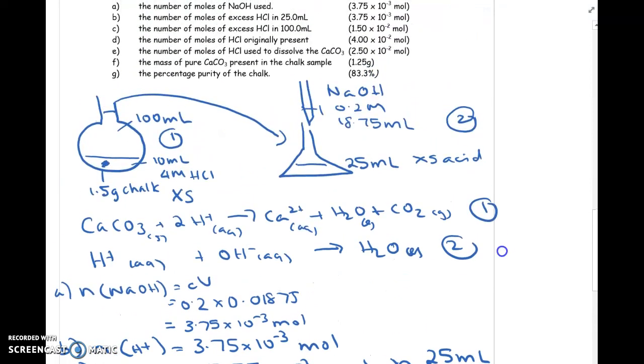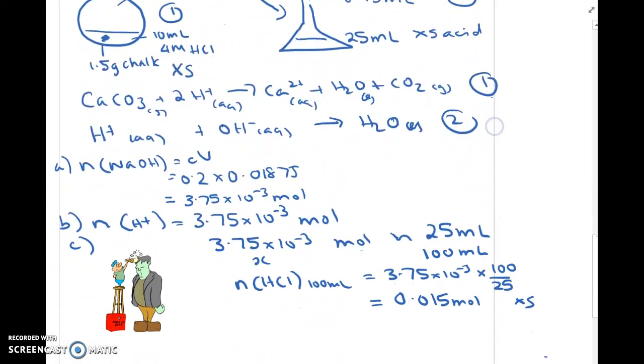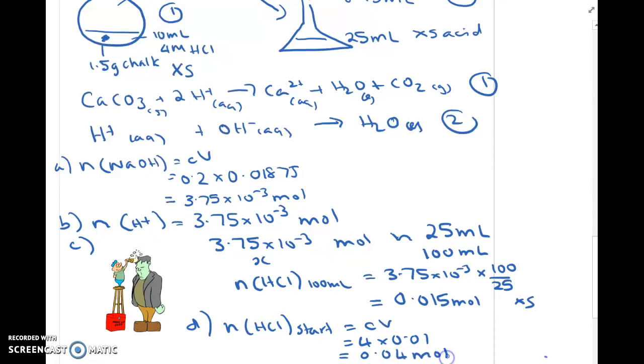Now, Part D. Part D says the number of moles of hydrochloric acid originally present. So for Part D, the number of moles of HCl at the start is equal to CV, which is equal to 4 times 0.01, which is 0.04 moles.